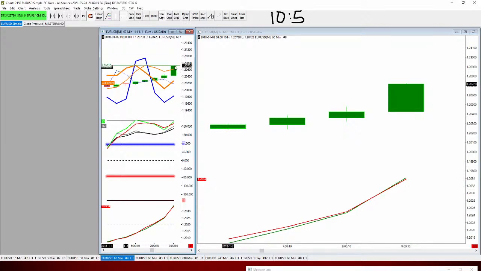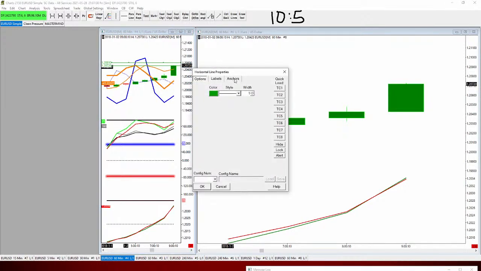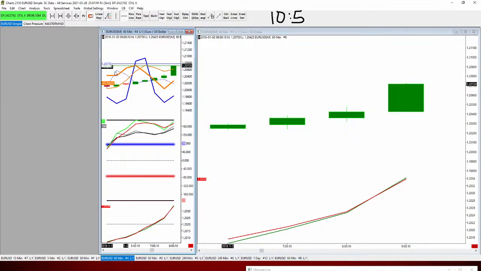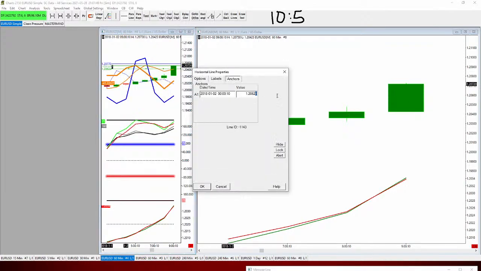So our entry would be here at 1.20720, right, when this candle ends and the new candle starts. And our take profit would be 1.20770, which would just be 5 pips up. 1.20770. And we'll make that line blue. And then our stop loss would be 1.20620. So right about, pretty close. 1.20620. Oops. And we'll make that line red. So there's our 2-to-1, right?